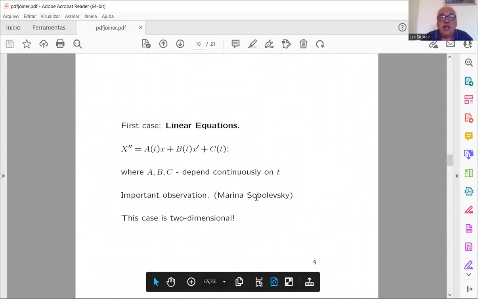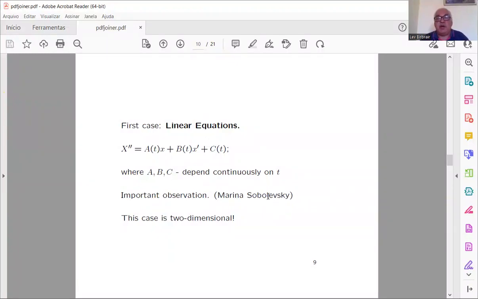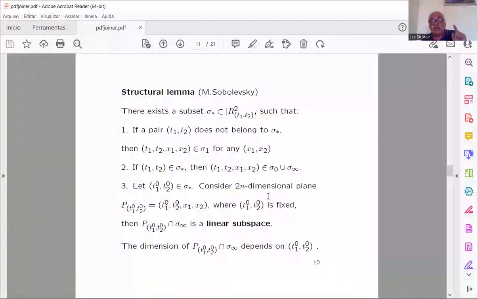So we'll start from the point that there was an extremely nice observation of Marina, that in the linear case, this kind of classification problem is two-dimensional. Even if you have the dimension n equal to 2000, even in this case the classification problem is two-dimensional, even if the dimension of the space where you have the equations is extremely big. So the structure lemma is a lemma about how these sigma i's look. And this was the key lemma, from which we got all this theory as a consequence.